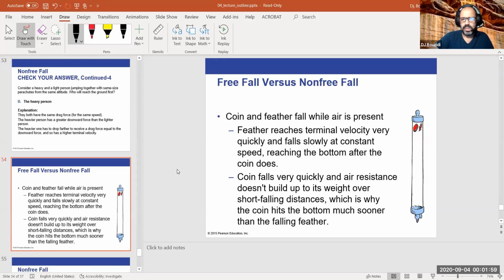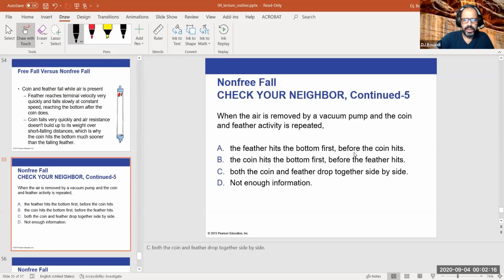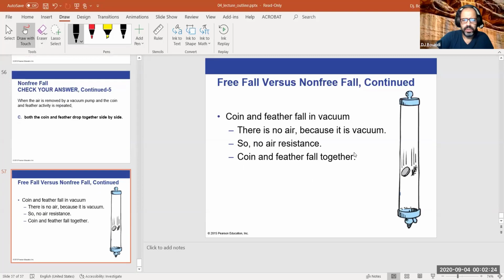These are the experiments for the coin and feather in free and non-free air. When you have air, clearly the coin will fall first because the feather will reach its terminal velocity quickly. The other one will continue building speed. When we remove the air, there is no air resistance, so they should reach the same point together.